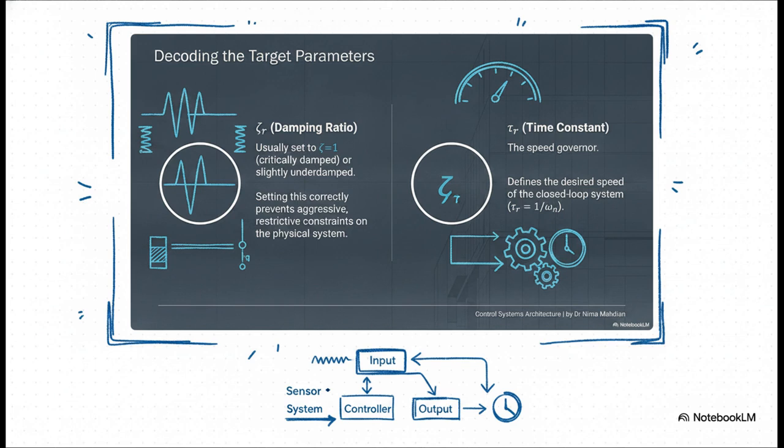To prevent that, we decode our target parameters from that second-order equation. First, we set the damping ratio, zeta R, to be critically damped, where zeta equals 1, or just slightly underdamped. Then we use the time constant, tau R, as the speed governor for the closed-loop system. It defines our desired speed, where tau R equals 1 over omega n.